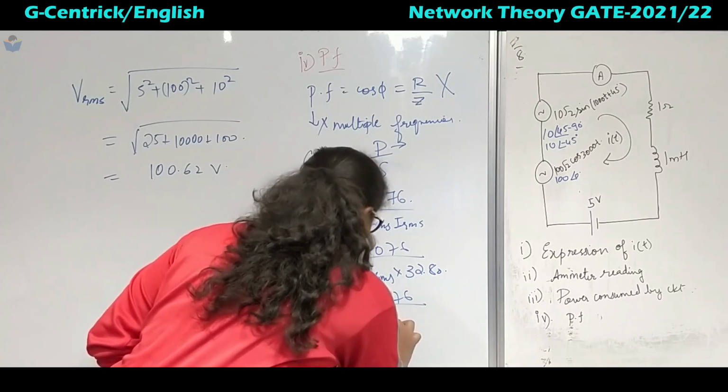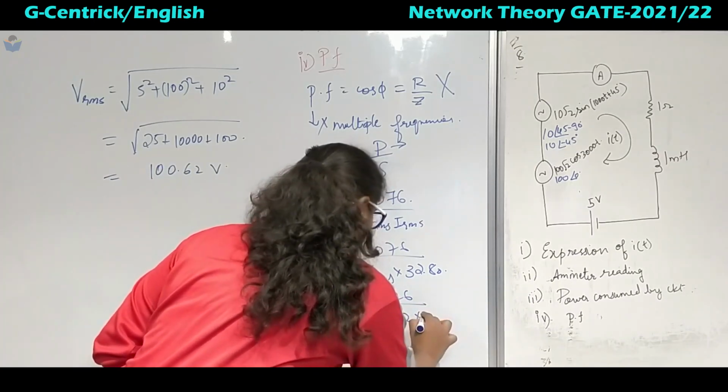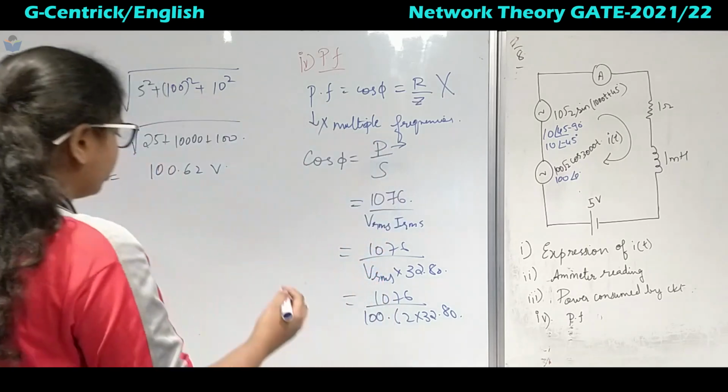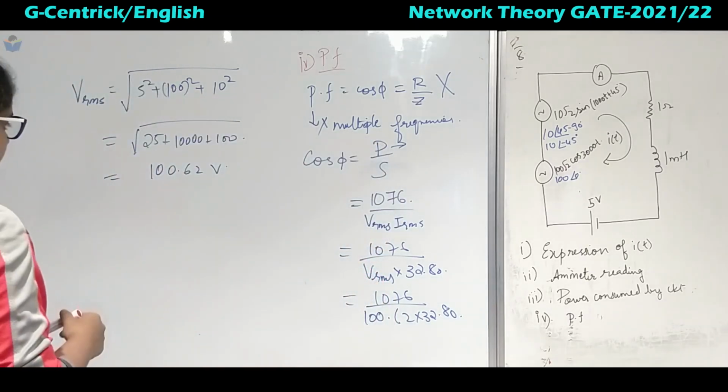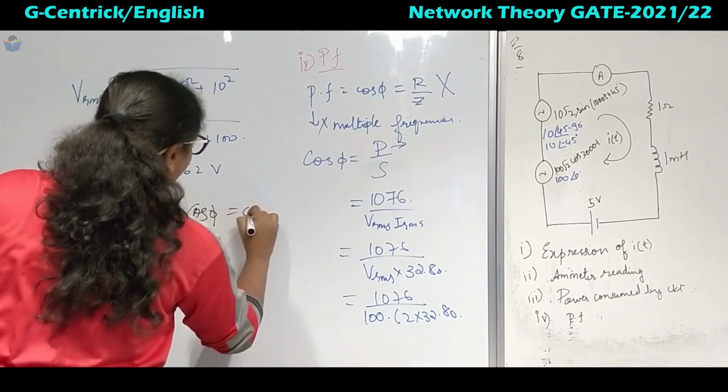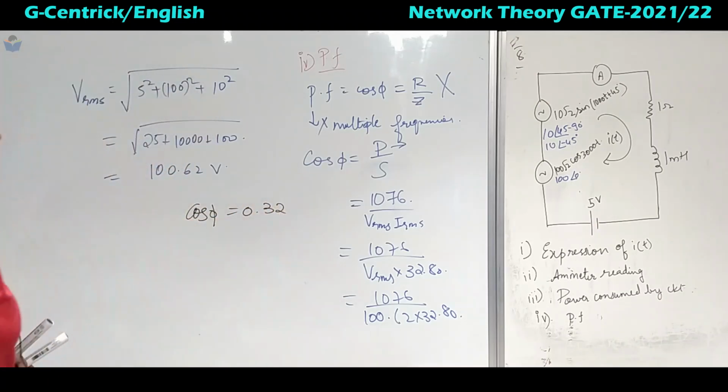Substitute this here: 1076 divided by 100.62 into 32.80. So you will get the power factor cos phi, which comes out to be 0.32.